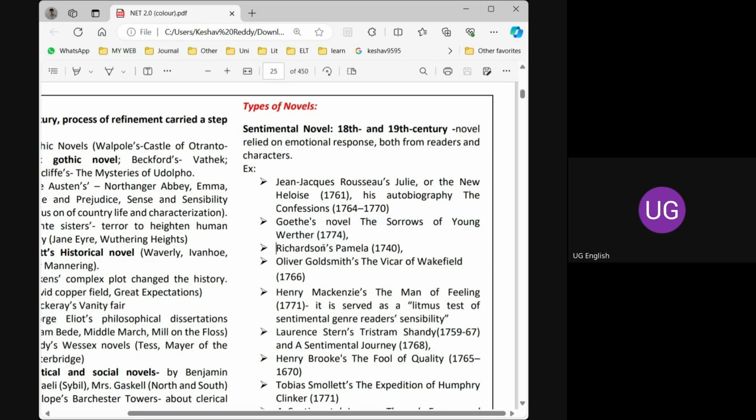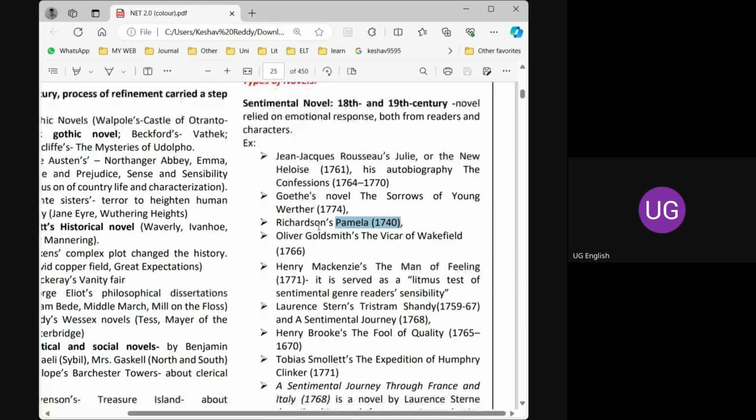And just now we discussed Pamela, or Virtue Rewarded. Don't forget this name. Whenever you find the word Pamela, you should immediately recall the subtitle, that is Virtue Rewarded. Very important, and a frequently asked question in SET examinations.